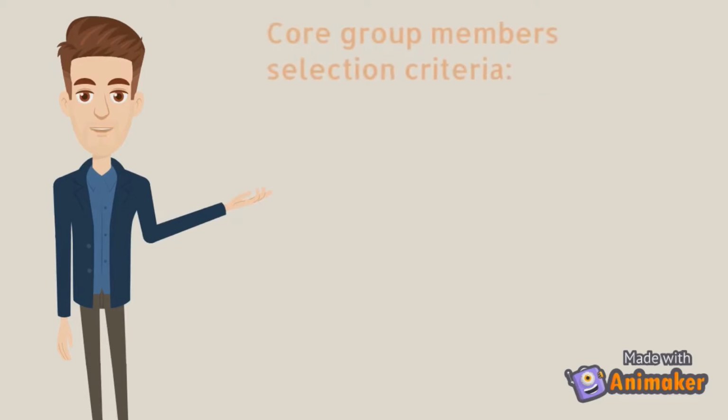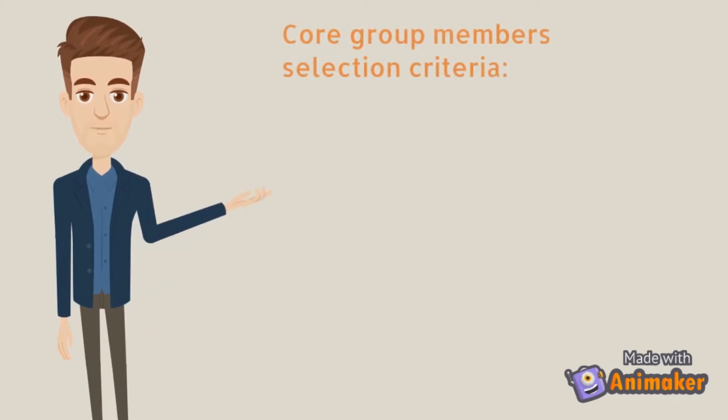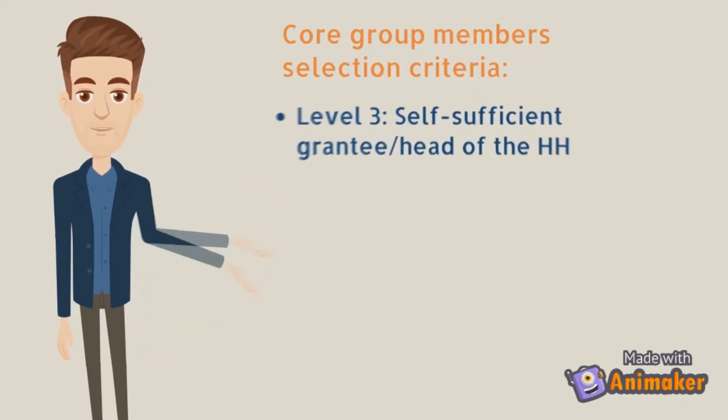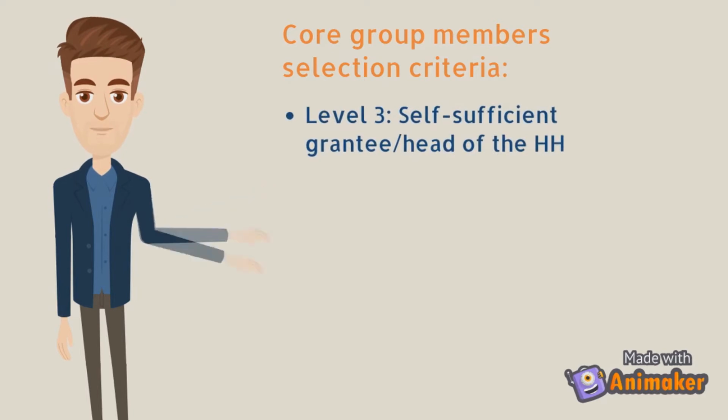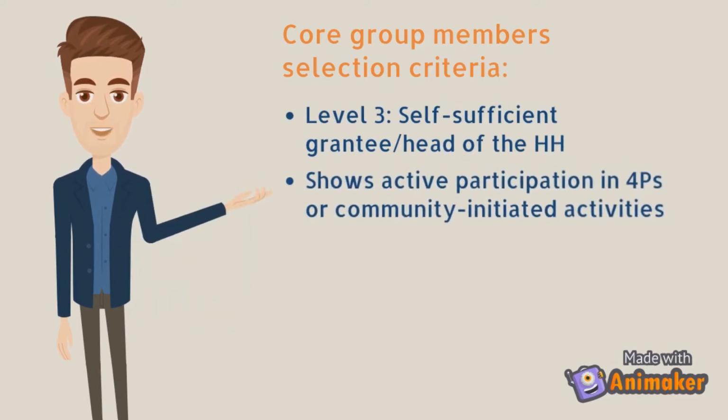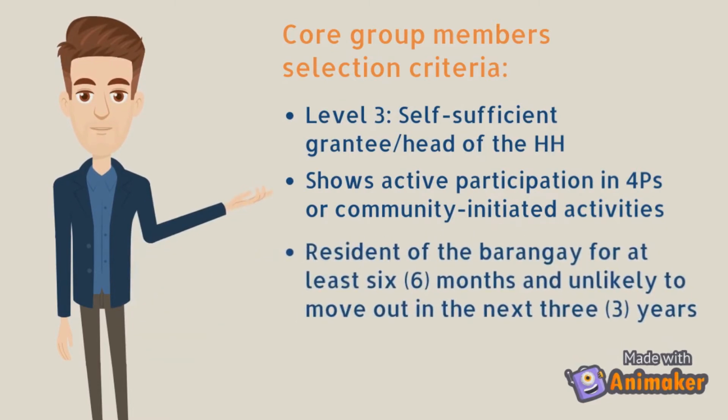In selecting members of the core group, the following criteria may be considered. The individual is at level 3 and is a self-sufficient grantee. The individual shows active participation in 4Ps or community-initiated activities. And the individual must be a resident of the barangay for at least 6 months and is unlikely to move out in the next 3 years.